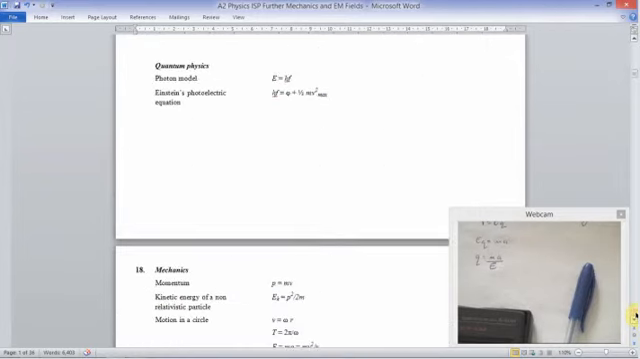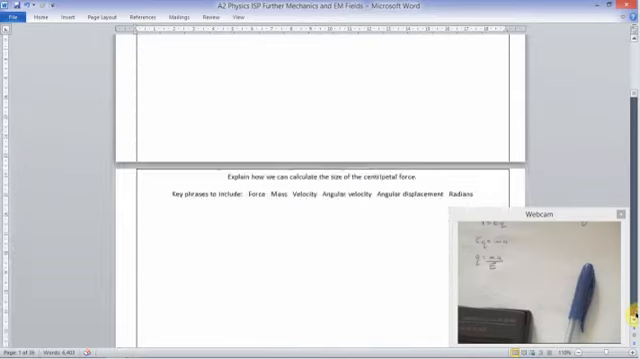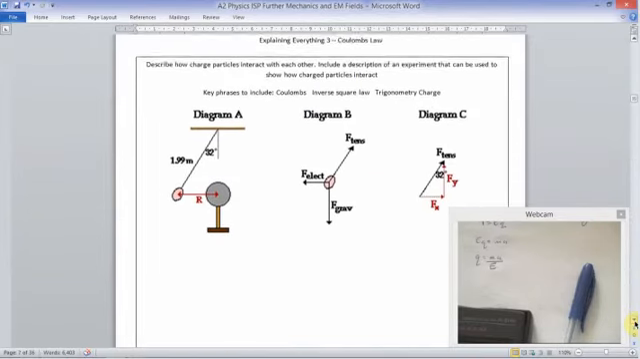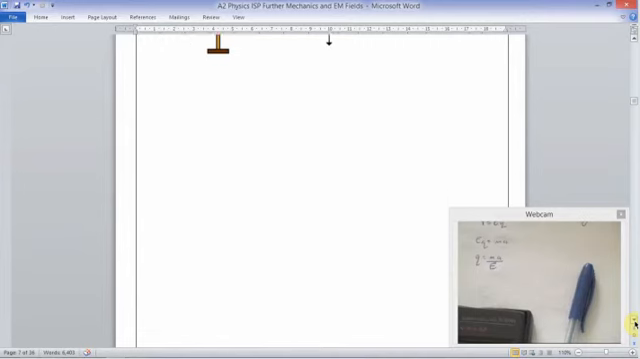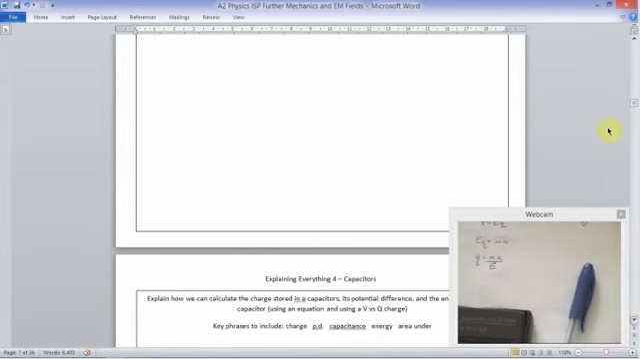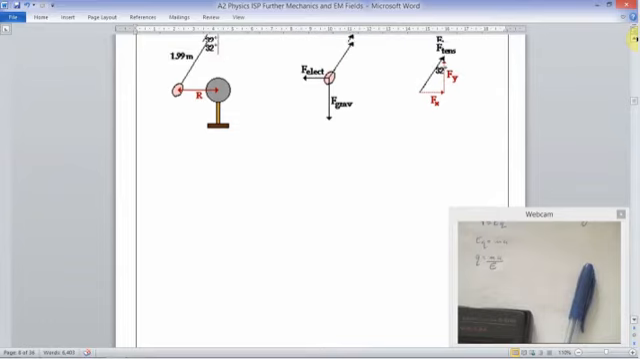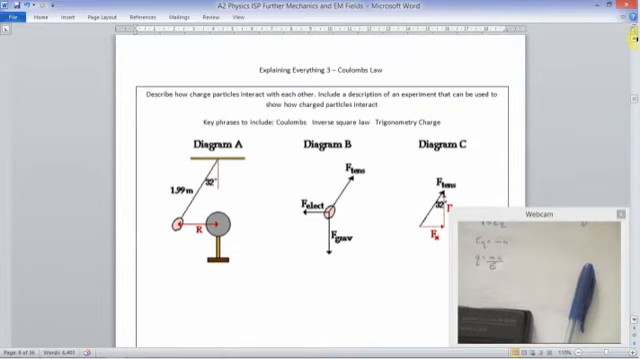So the explaining everything task. Well, I've added a picture to my version of it because I think it helps me explain what's going on. To check that's the only one, yep, so it's just one explaining everything task for this. So the idea is we need to describe how charged particles interact with each other, include a description of the experiment that can be used to show how charged particles interact.